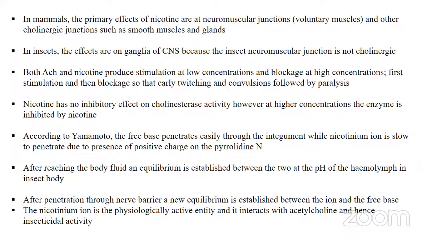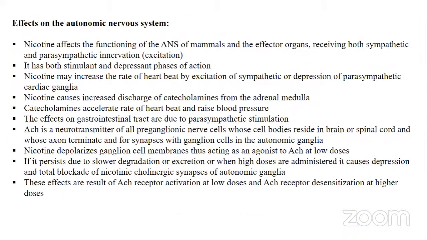After reaching the body fluid, an equilibrium is established between the two at the pH of the hemolymph in the insect body. After penetration through the nerve barrier, a new equilibrium is established between the ion and the free base. The nicotinium ion is the physiologically active entity and it interacts with acetylcholine, and hence you could see the insecticidal activity. Coming to the effect of this nicotine on the autonomic nervous system.